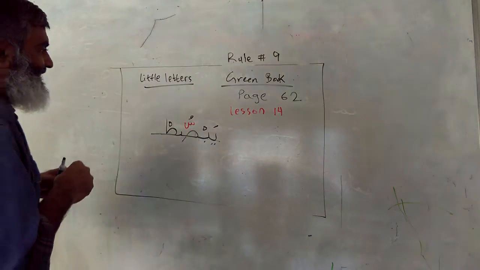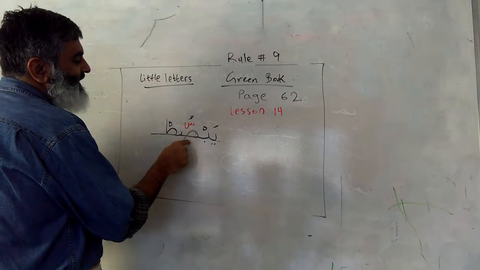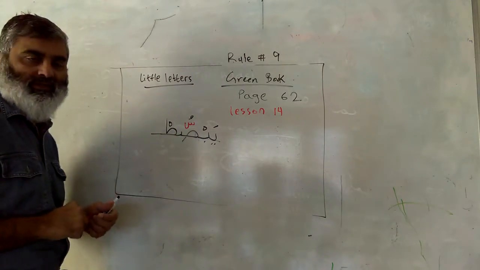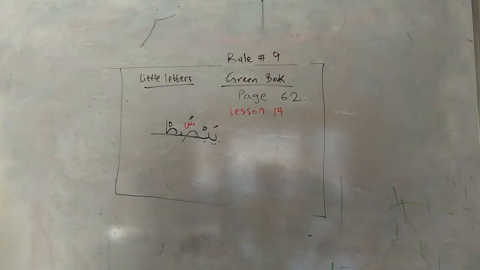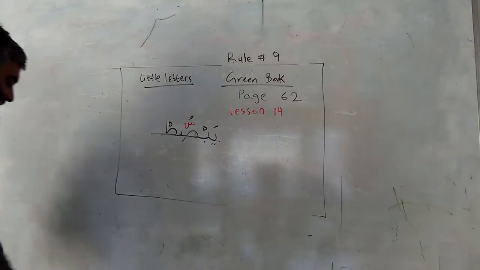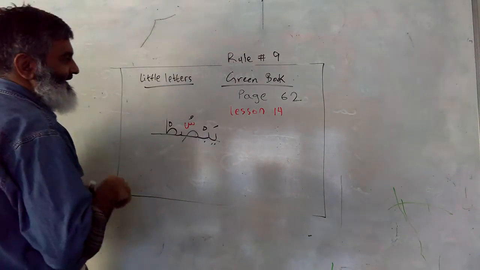It has a little Seen on it. It means you can read that Sad as Seen. It doesn't matter. You can read it as Sad or you can read it as Seen. Both will be okay. But the idea is to just let the reader know that if you see that letter Seen on the Sad, you can read that letter as Seen.